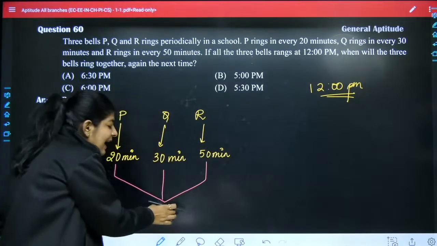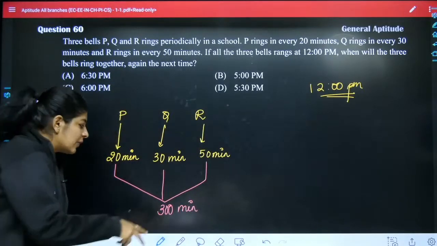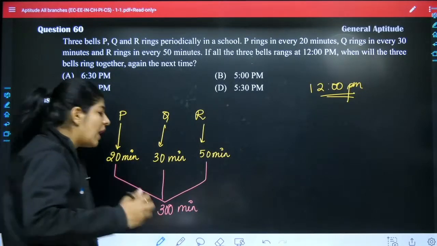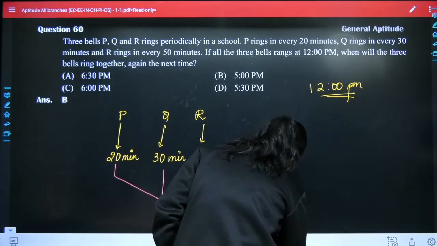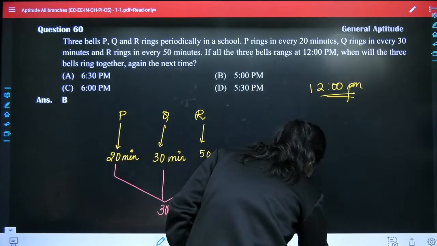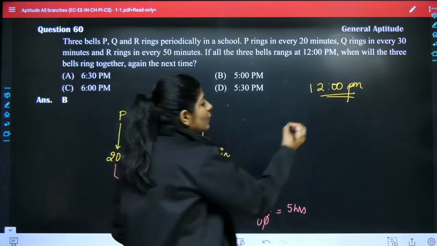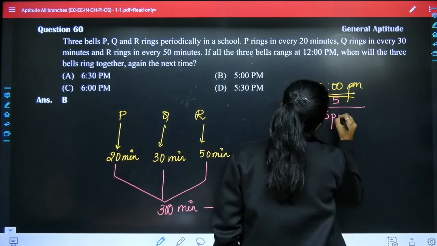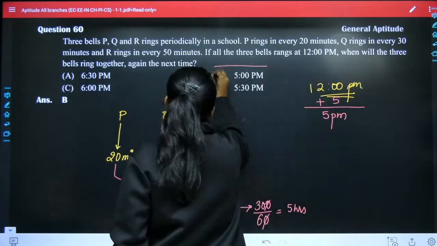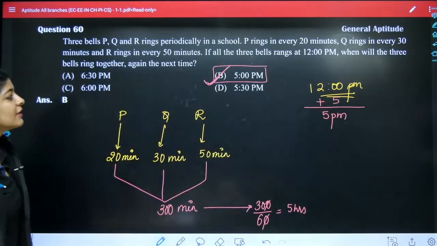But here we have 300 in minutes. We need to convert these 300 minutes into hours. So to convert 300 minutes into hours, we divide 300 by 60 and we get 5 hours. So after 5 hours, they will ring all together. So we need to add 5 here and we will get 5 PM as our answer. So the correct option is option B.